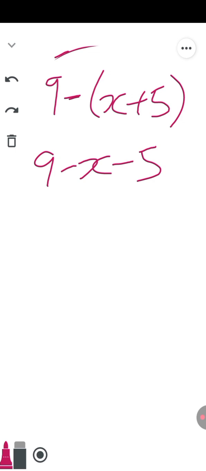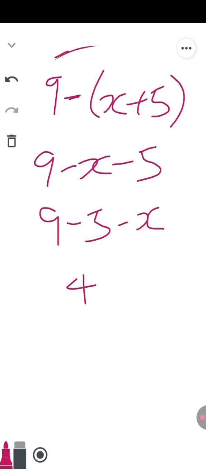So after you are done, you can simplify this, right? Yes, you can simplify it. There are like terms there. 9 and 5 are like terms. Is that correct? So let's collect the like terms. Don't forget, the sign in front of it must always follow. So what's 9 minus 5? That's 4 minus x. So this is the final answer after we remove the bracket.